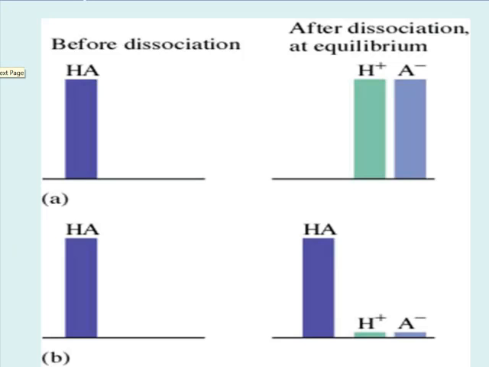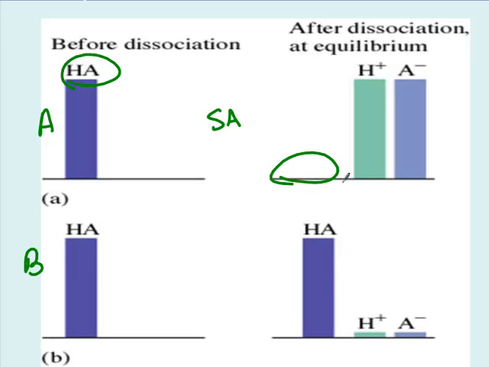So given these two pictures, we have A and we have B. A, if we look at before dissociation and after dissociation, we can see that we have none of the acid left. So this would be a strong acid because it's 100% dissociated into hydrogen ion and its conjugate. While in B, majority of the acid is still together, very little of it dissociated. So this would be a weak acid.